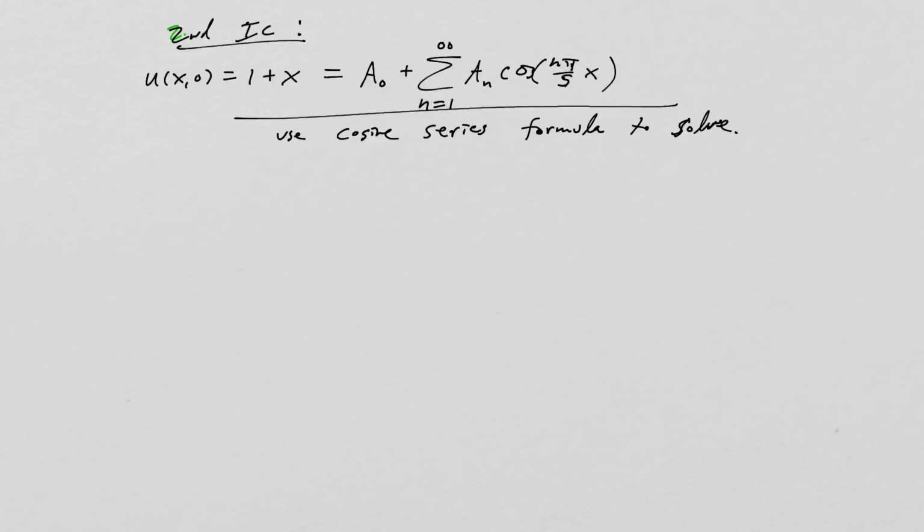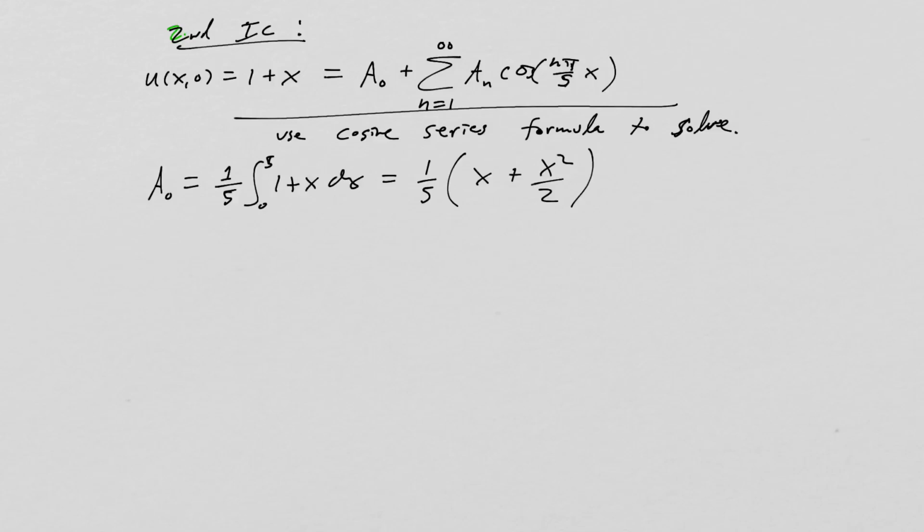Okay, so that should be pretty straightforward. So a naught, of course, is going to be equal to 1 over 5 times the integral from 0 to 5 of 1 plus x dx. And that's going to be 1/5 times x plus x squared over 2.